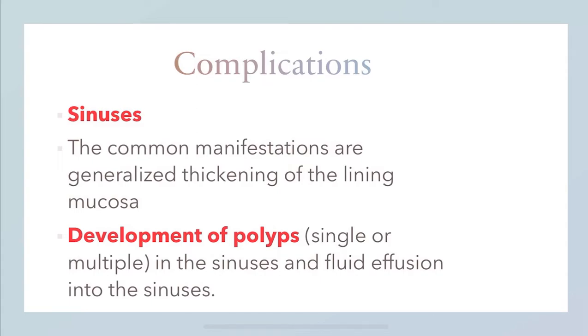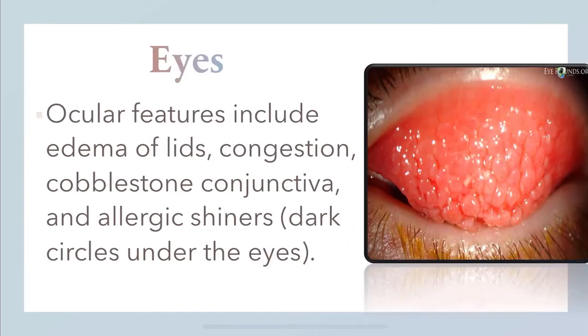Complications are sinuses. The common manifestations are thickening of the lining mucosa, and also there is development of the polyps. The polyp could be either single or multiple in the sinuses, and the fluid effusion into the sinus can be seen. One of the complications of allergic rhinitis is it is affecting the sinuses, producing the thickening of the lining mucosa, sinusitis, and also there is development of the polyps.